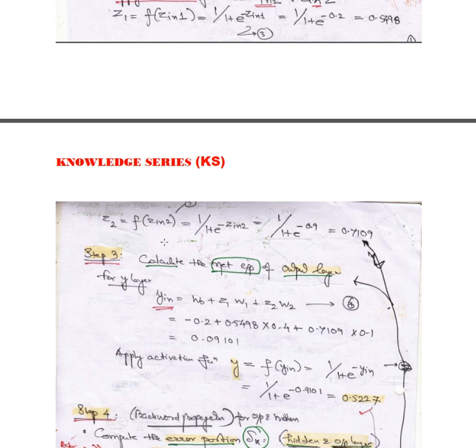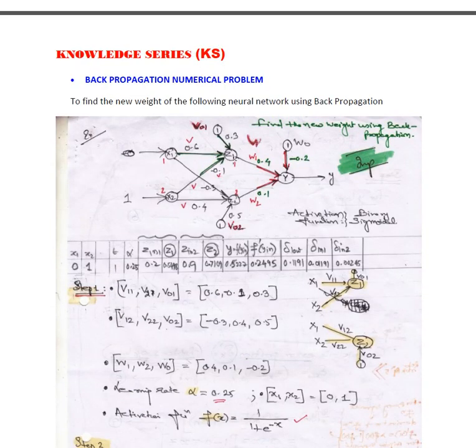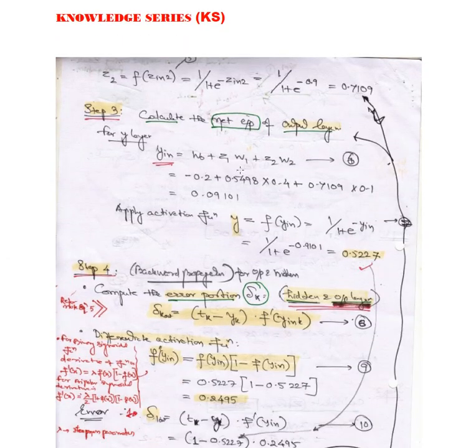Now we are going to step 3. In step 3, since we know Z1 and Z2, we have this value and this value. Now we are going to find y. First we will find y_in, because y_in is the summation of all the input vectors with respect to the weights, and then we are going to find f of y_in. So that is what we have been shown here. Here we find y_in, which is given by w0 plus Z1 w1 plus Z2 w2.